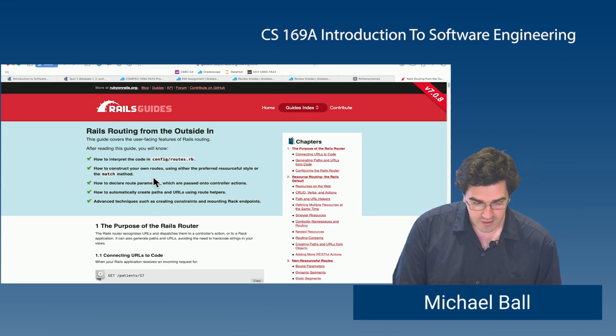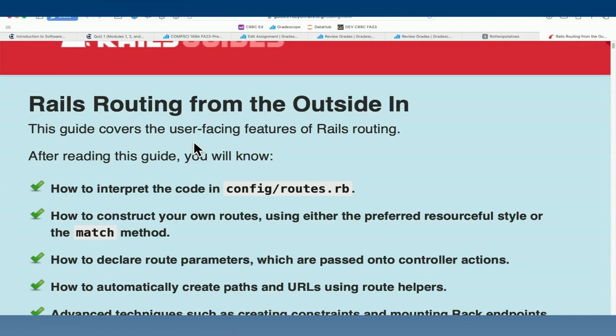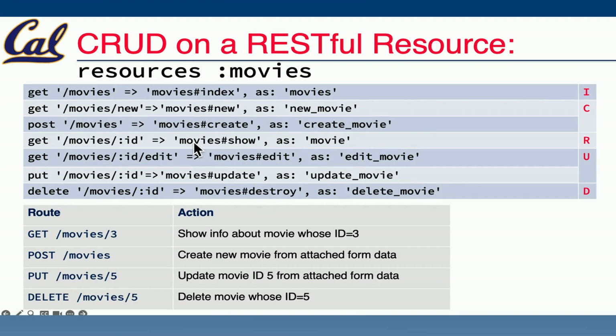This guide, Rails Routing from the Outside In, gives you all the details of how you would define routes, how these routes map to actions, and the various options that exist. So it's a really helpful resource. I read it bunches of times while learning Rails.